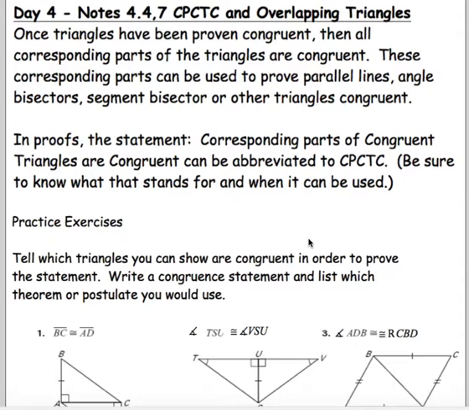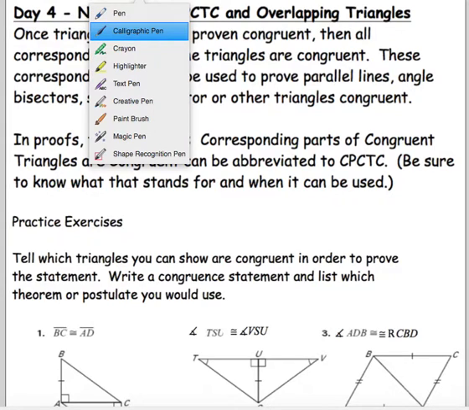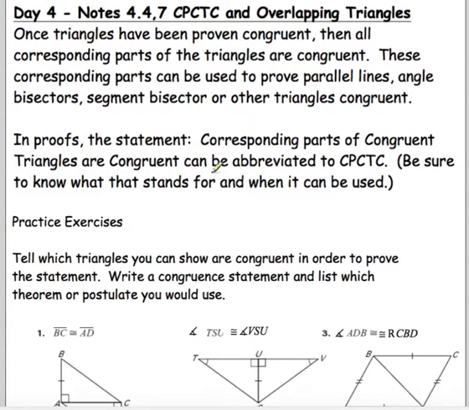In proofs, the statement corresponding parts of congruent triangles are congruent can be abbreviated to CPCTC. Be sure to know what that stands for and when it can be used. This particular statement, CPCTC, is extremely important for us when we are proving things, when we want to use congruent triangles to then go on and say something else.